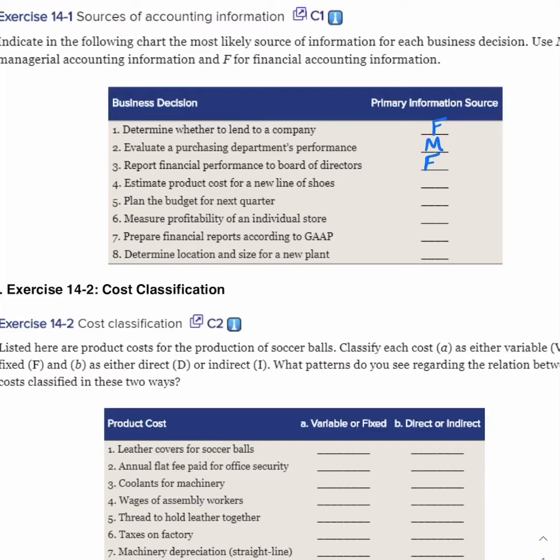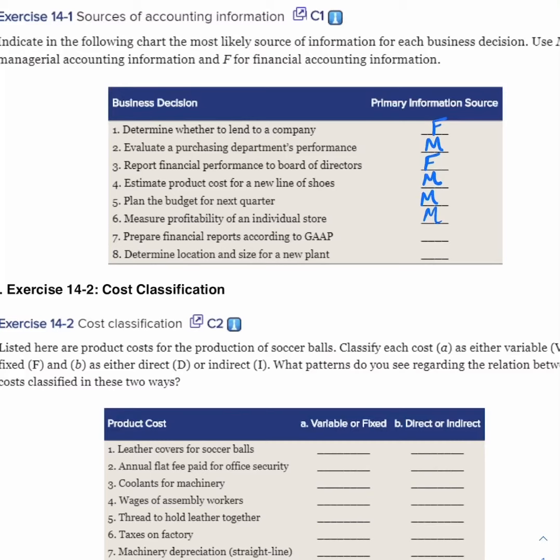Next, we want to estimate the product cost for a new line of shoes. In this case, that will be managerial. We'll be seeing the term product cost quite a bit in this video, but you probably haven't seen it before. That's all right. That is going to be managerial, and we are looking at that one specific item, that line of shoes. Next, we want to plan the budget for the next quarter. This is also a managerial accounting type of function. Next, to measure the profitability of an individual store, that will also be a managerial issue.